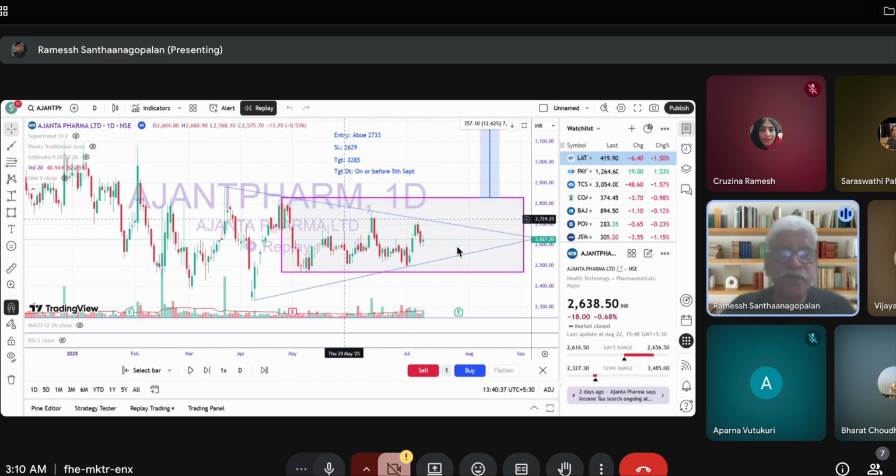Now, I could see there is a triangle. So I drew this, because this is one high, this is one high. I connected this and drew a line which goes like this. And here is the low and here is the low, I have connected. And of course, I could see the stock moving within that.